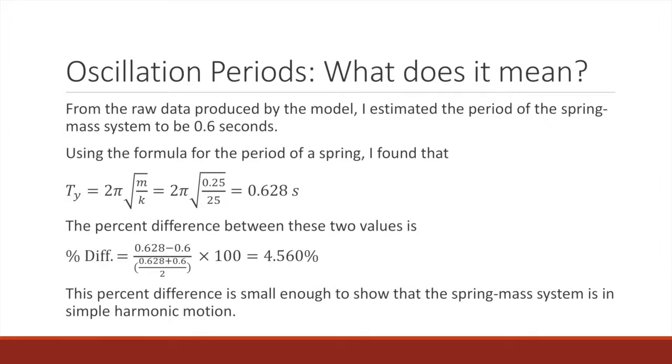From the raw data produced by the model, I estimated the period of the spring mass system to be 0.6 seconds. Using the formula for the period of a spring, I found that the period in the vertical direction was 0.628 seconds. The percent difference between these two values is 4.560%. This percent difference is small enough to show that the spring mass system is in simple harmonic motion.